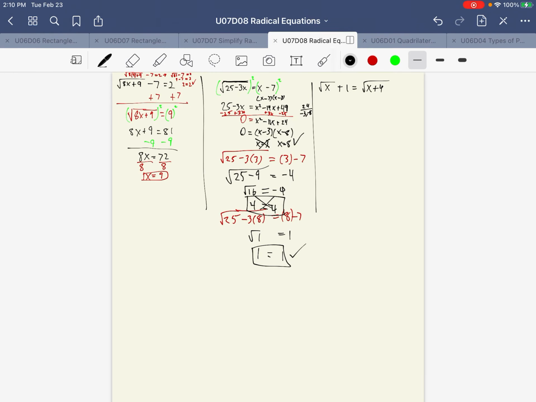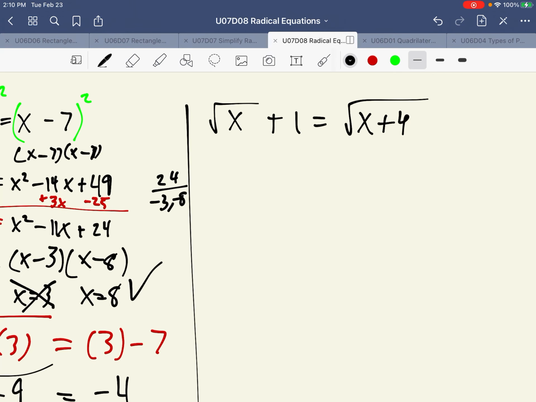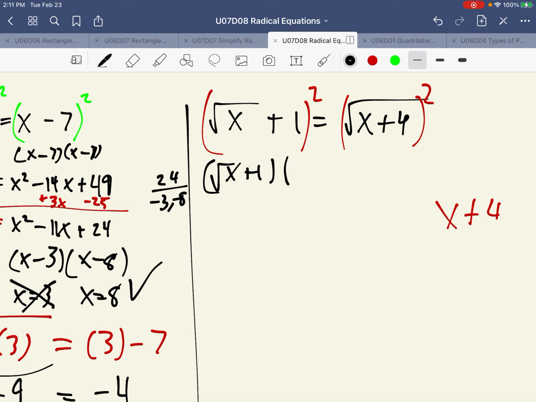And the last one is interesting because it happens to have radicals on both sides of the problem. And we can't isolate both of the radicals to the other side. We can't put them in the same radicand. So we're going to have to just square both sides together. So this side is just going to become x plus 4. The other side is going to be radical x plus 1 times radical x plus 1.